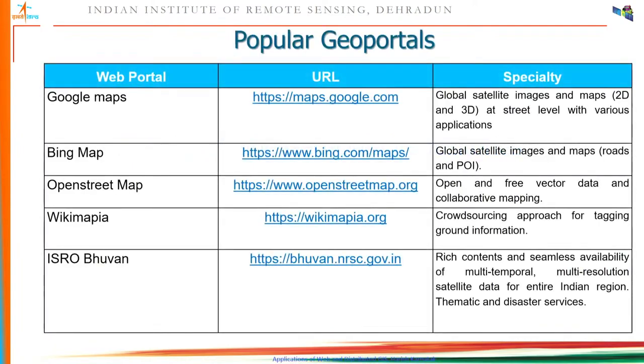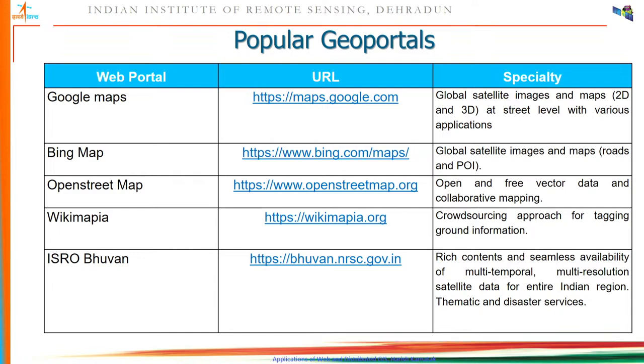With this background, if you see the popular geoportals or data repositories from where we can directly access the geospatial data, either spatial maps or satellite imagery, the most popular portal is Google Map. Google Map provides global satellite images and maps in the 2D and 3D domain, and it also provides information up to the street level, where we have the street level view as a video coverage or as a photograph as well, so that the information can be visualized in a better way at the user site.